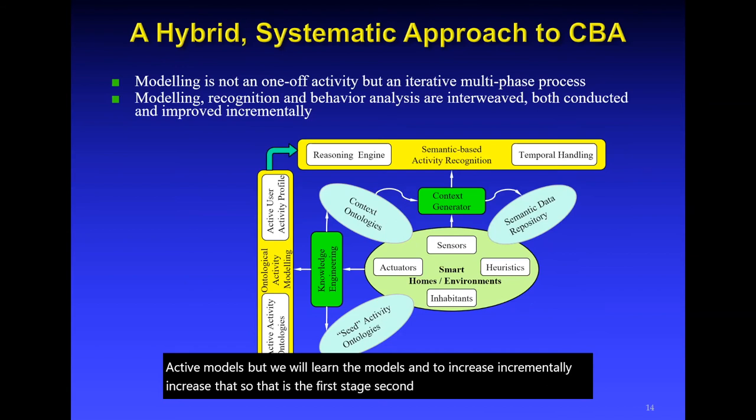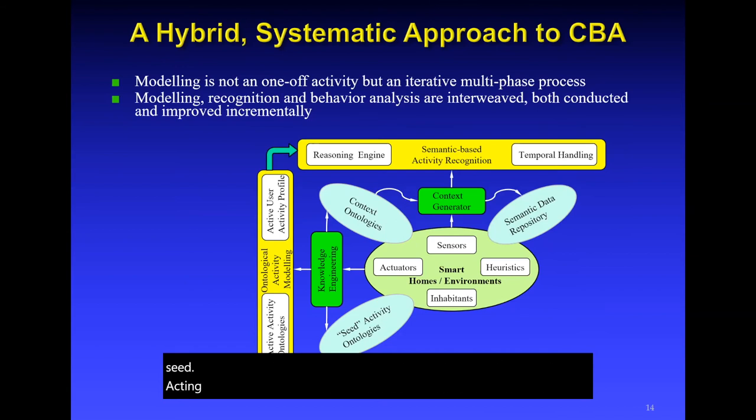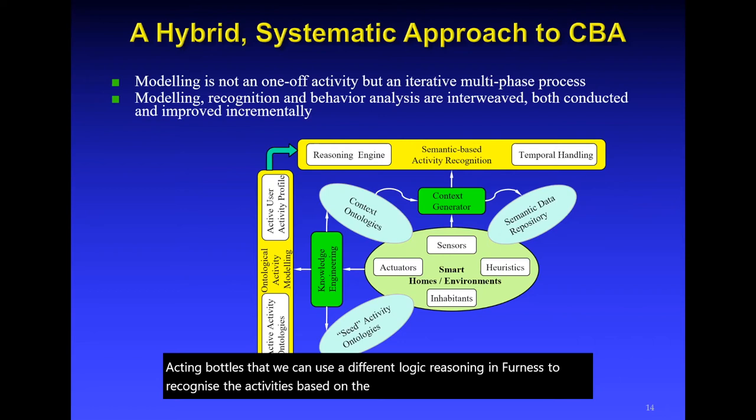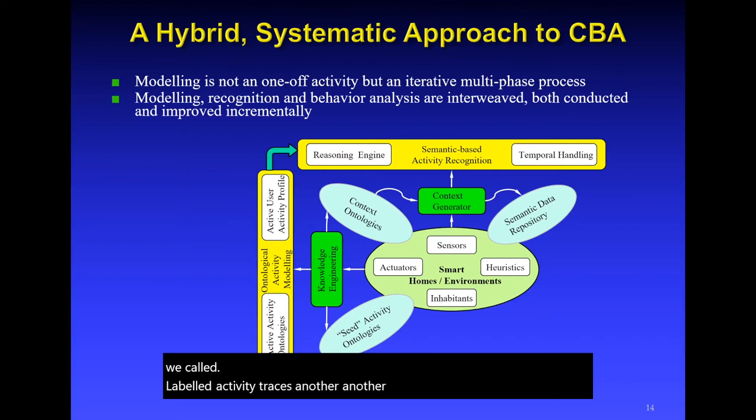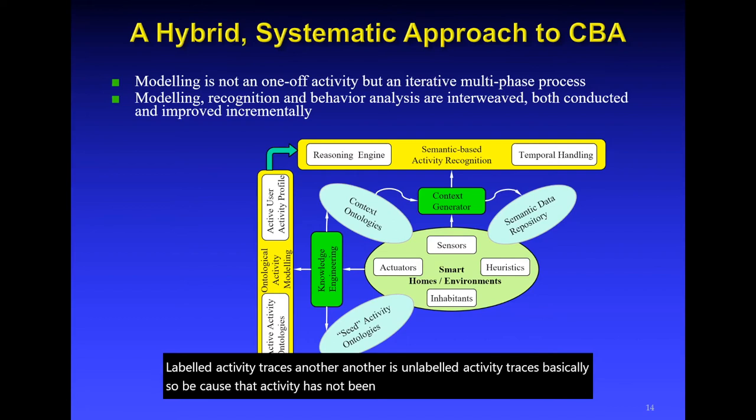Second stage, once we have the seed activity models, we can use decision logic, reasoning and inference to recognize the activities based on the sensor observations. Again, because we know the model is not complete, we do expect the activity recognition result will contain two types. One is recognized activities, which we call labeled activity traces. Another is unlabeled activity traces. Basically, because that activity has not been modeled, the machine does not know it and cannot recognize it. We admit that, no problem.